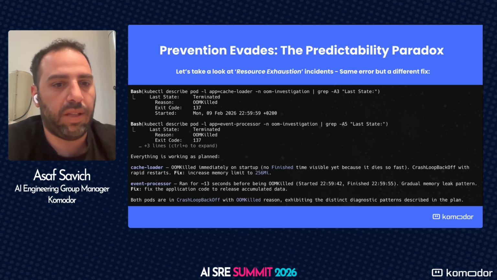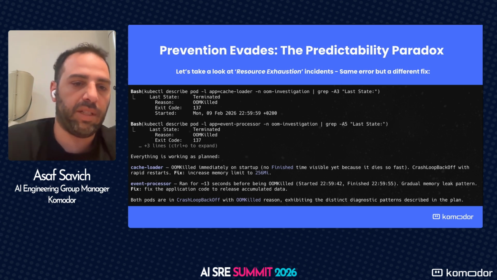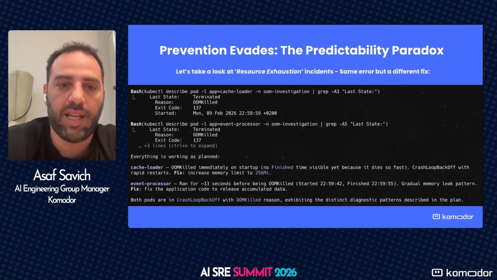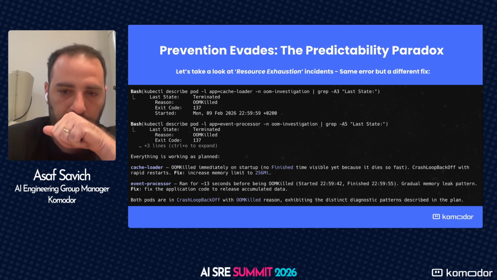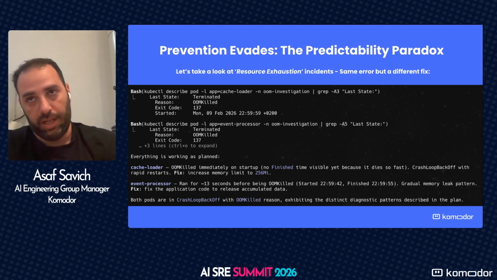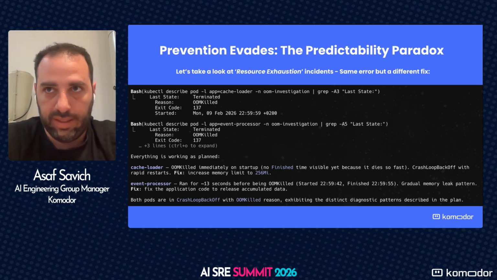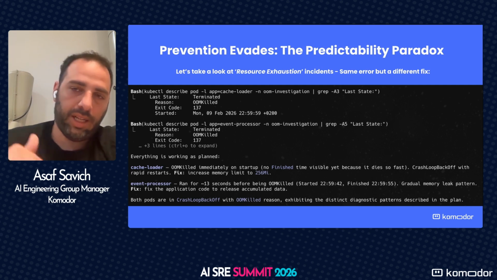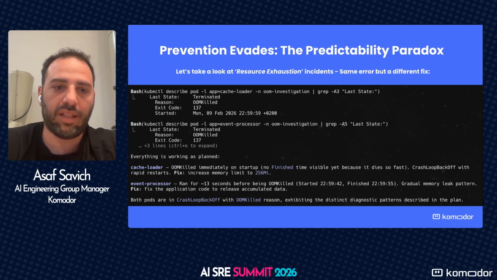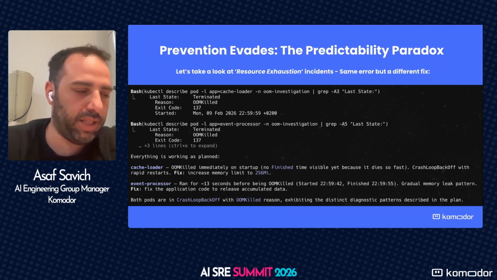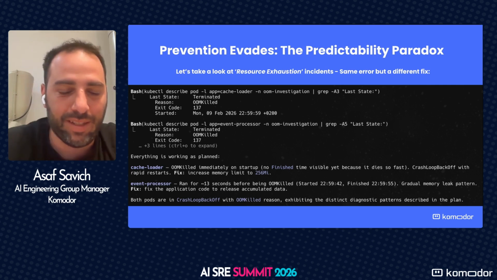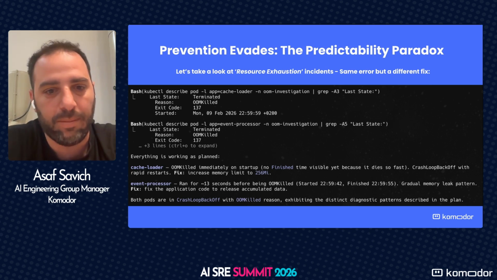In the case of the event processor, it did run. It was able to initialize successfully, and it ran for 13 seconds, and then it got OOMKilled. And in the graph, we see a gradual memory leak pattern. As the service lived for those 13 seconds, you see the memory getting higher and higher until it reached a point where it ran out of memory, and then it crashed. So the fix in this case is not increasing the memory.